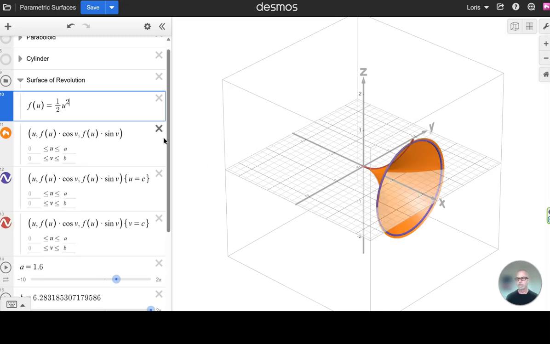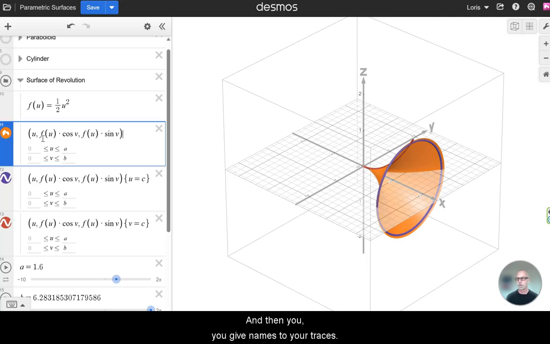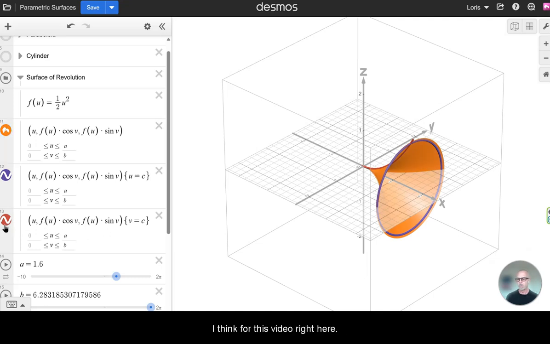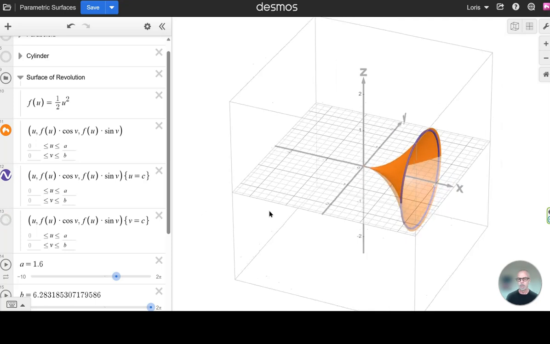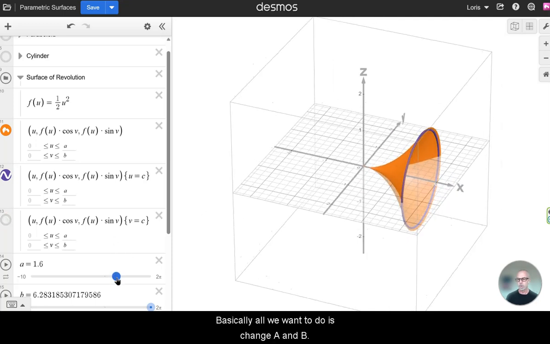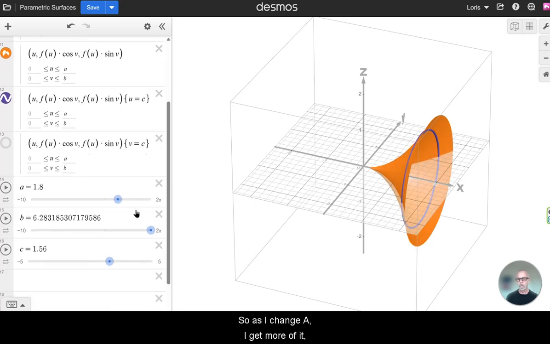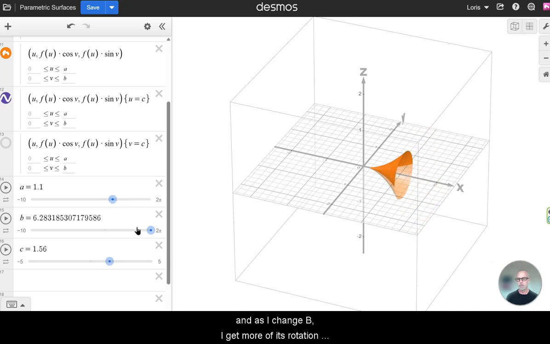So u squared, and then you give names to your traces. U is a constant, and then v is a constant. And we don't really need this one, I don't think, for this video right here. Basically, all we want to do is change a and b. So as I change a, I get more of it, and as I change b, I get more of its rotation about the x-axis. So you can see it like that.